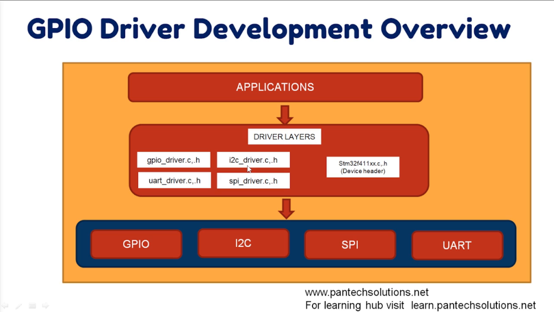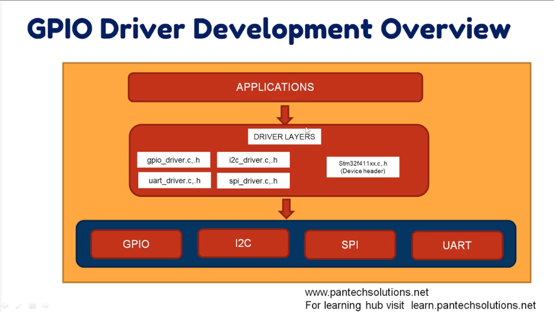Okay. So you also have a device header file, stm32f411xx.h. Sorry, it is not .c.h, it is only .h. Okay, there's a mistake here, it is only .h. So this device header file will have the details, the base addresses, and the definitions of the registers. Everything will be stored here, and this file will be used in the driver files as well as in the application file. It will be used in both places.